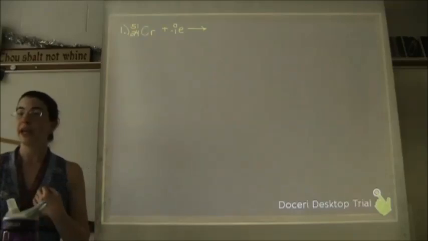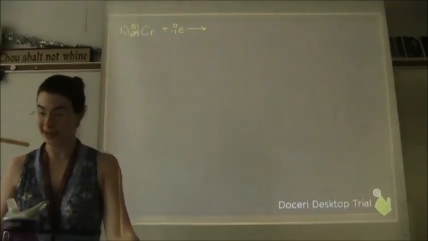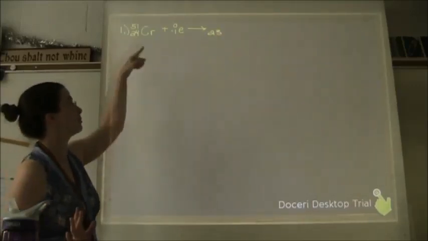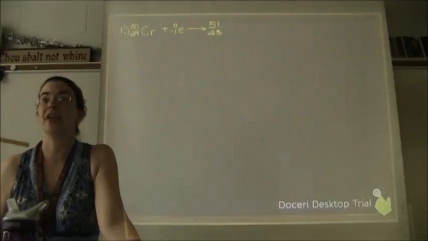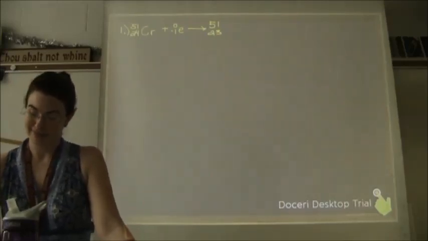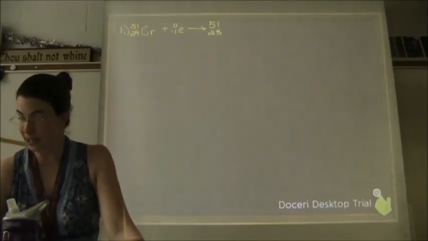Treat the arrow like an equal sign. Everybody, what's 24 plus -1? Very good. What's 51 plus 0? Okay, so what element is that? It's V, vanadium, or vanadium, whatever.